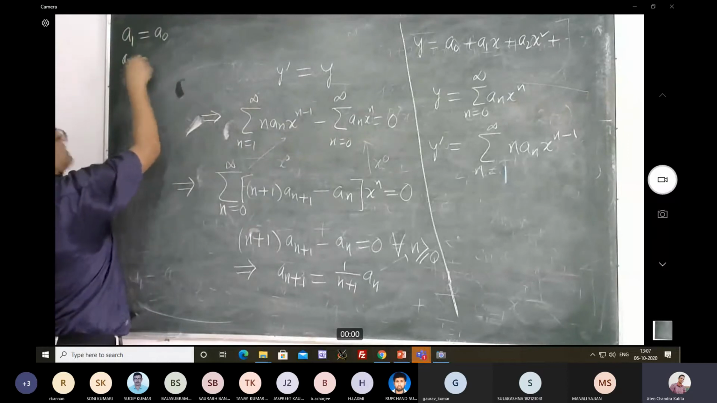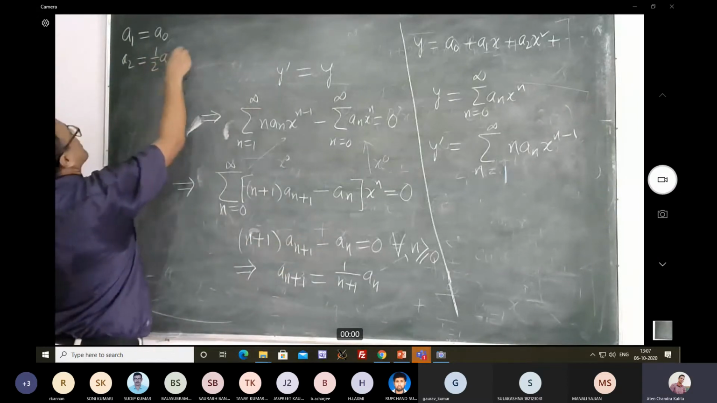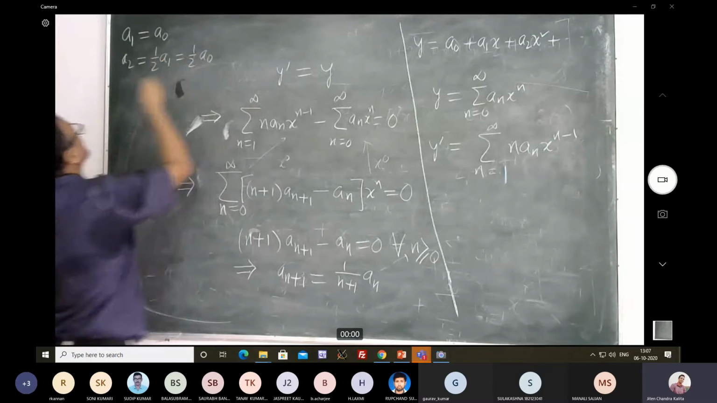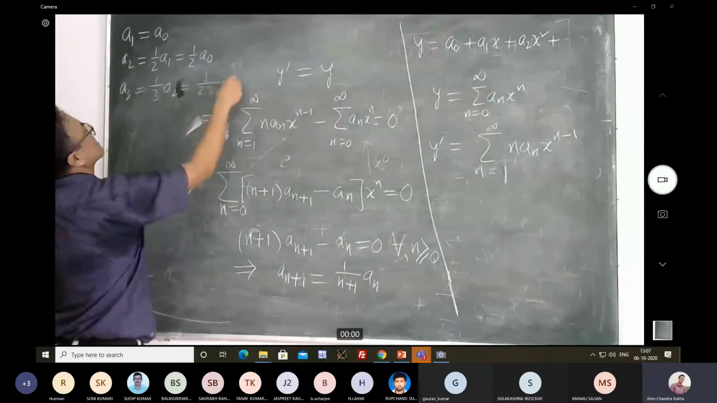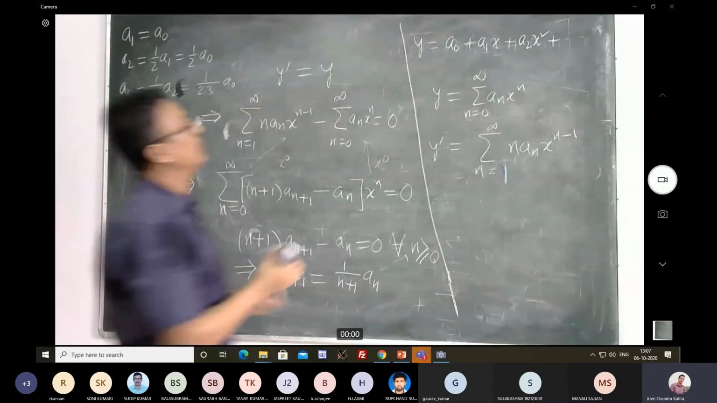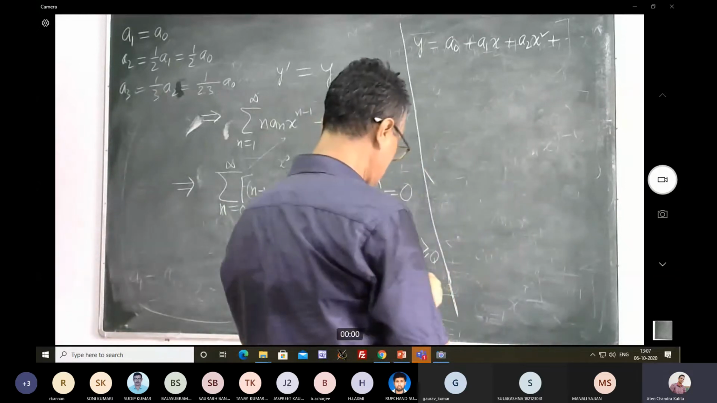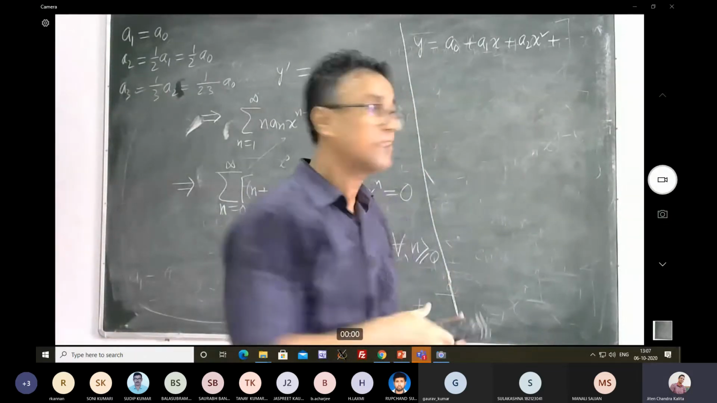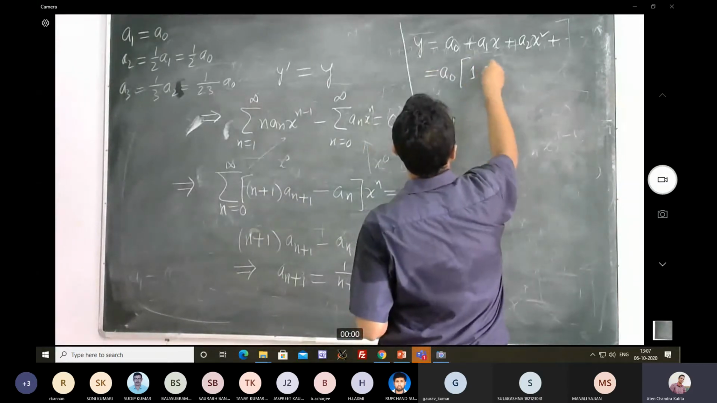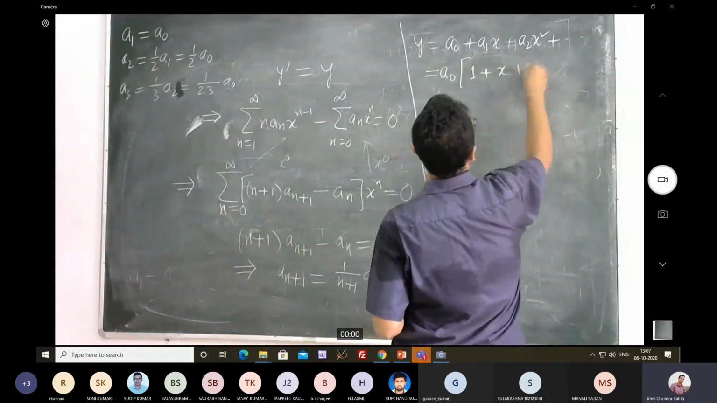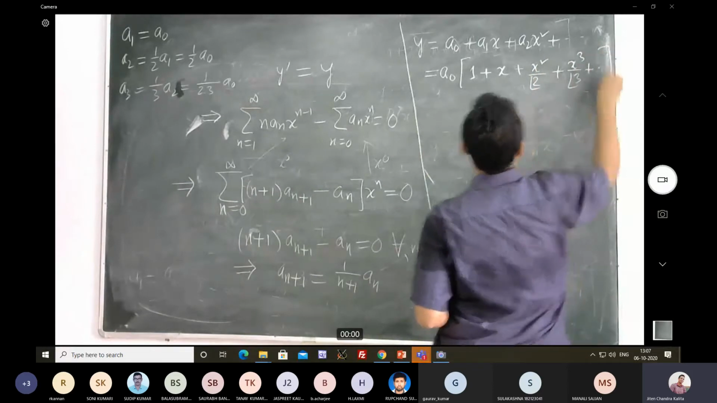Okay, a2 equal to, if n equal to 1, then this is half a1, a3 equal to 1 by 3 a2, so that means 2 into 3 a0, and so on, right? So I have already assumed y equal to this. So I have expressed everything in terms of a0. So this is going to give me a0 times 1 plus a1, which was again equal to a0, then x squared by factorial 2 plus x cubed by factorial 3 and so on.